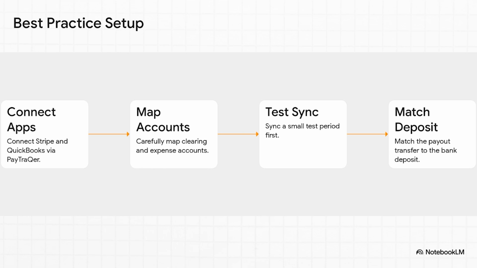Step 3, and this is absolutely critical, sync a small test period first. Seriously, do not sync your whole year at once. Review just one payment, one fee, one refund, and one payout to ensure it looks right. And finally, Step 4, go to your QuickBooks bank feed and simply match the payout transfer to the bank deposit.